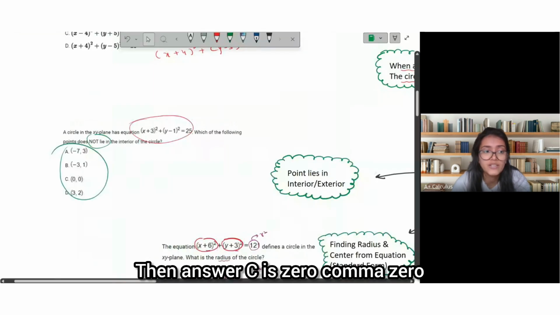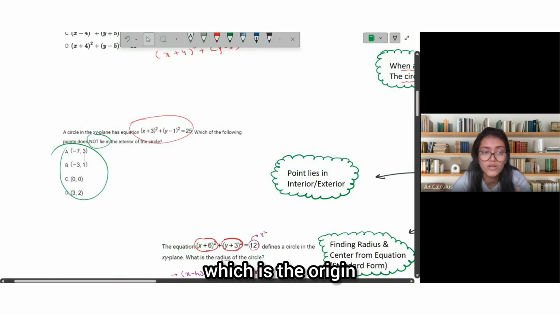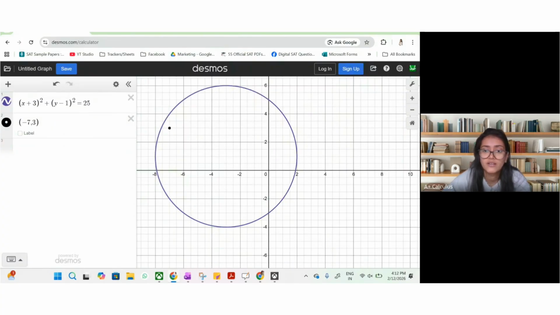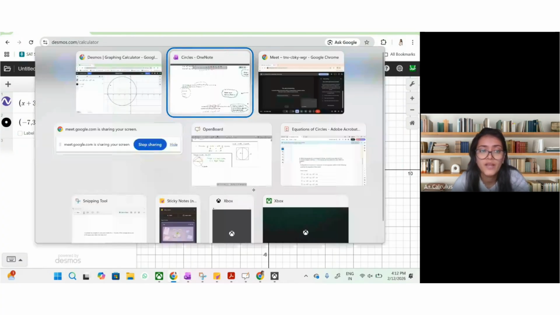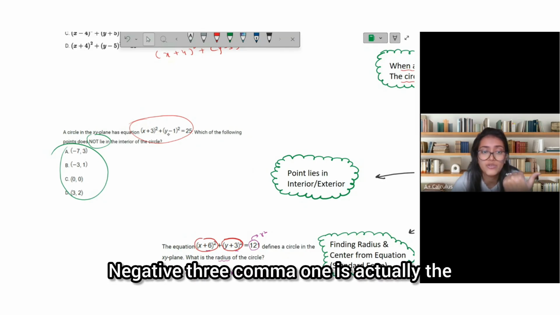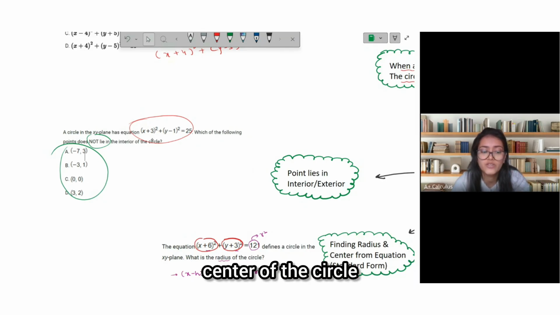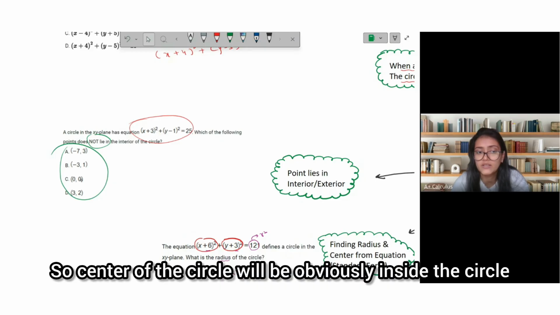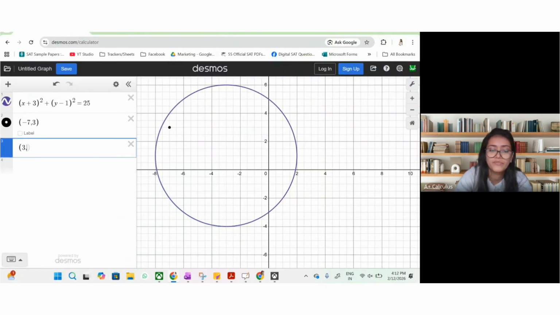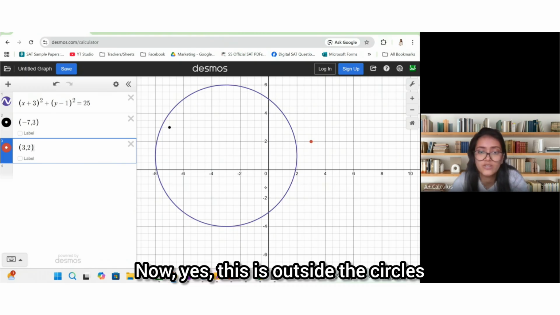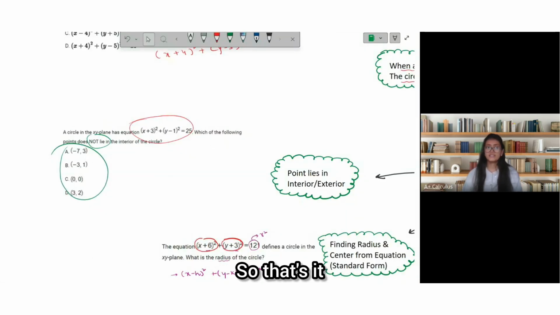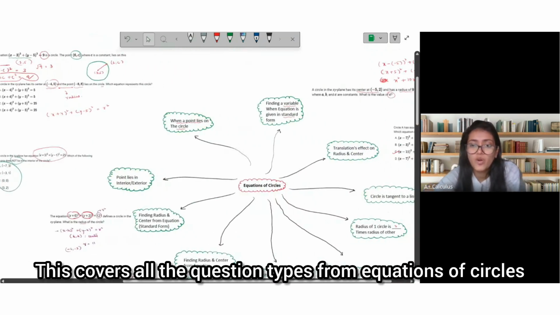Then answer choice C is 0 comma 0, which is the origin. So we can clearly see that the origin is inside the circle. Then answer choice B is -3 comma 1. -3 comma 1 is actually the center of the circle, so the center of the circle will obviously be inside the circle. And the only answer choice left is 3 comma 2. Now, yes, this is outside the circle. So this lies in the exterior of the circle. So that's it. This covers all the question types from equations of circles.